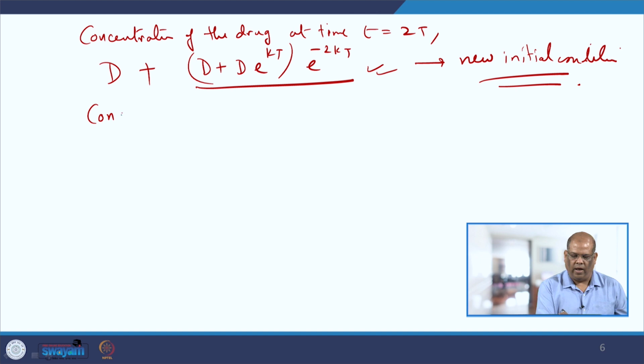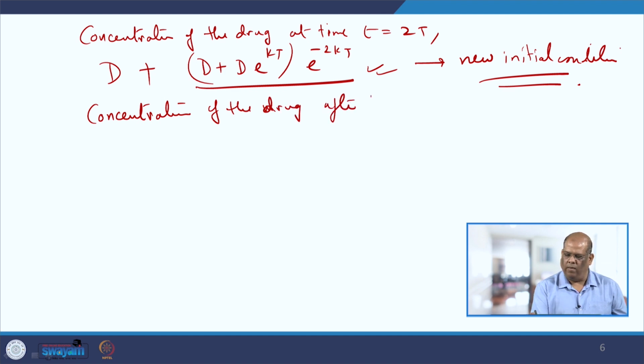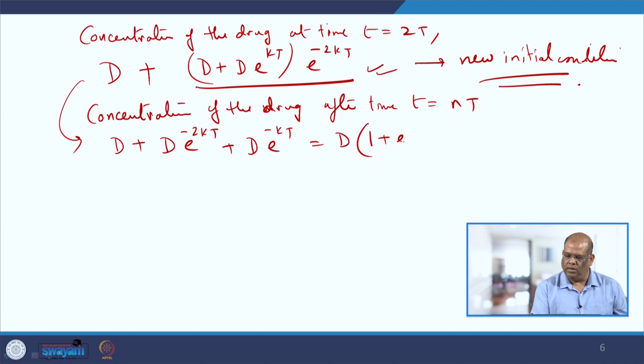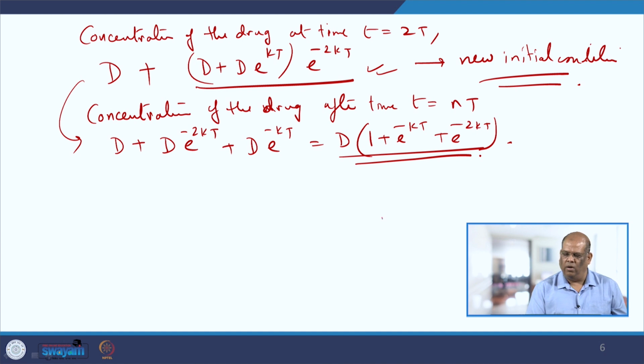So, if I continue this, then the concentration of the medicine or the drug after time t equal to nT. So, as you can see from here, if I multiply this, this is going to be D plus D e to the power minus 2kT plus D e to the power minus kT. So, I can take this D common and it is 1 plus e to the power minus kT plus e to the power minus 2kT. So, this can be simplified to this. This is for t equal to 2T.